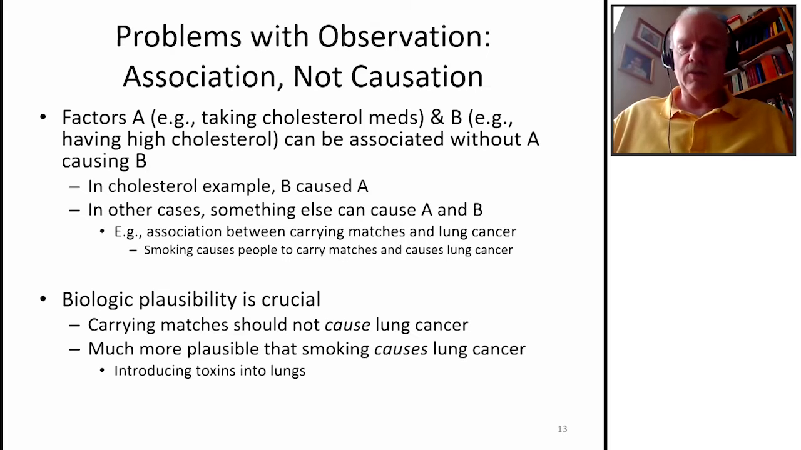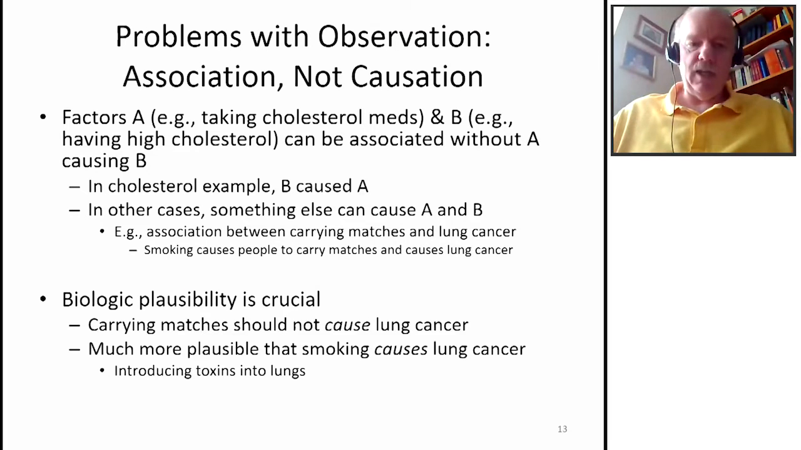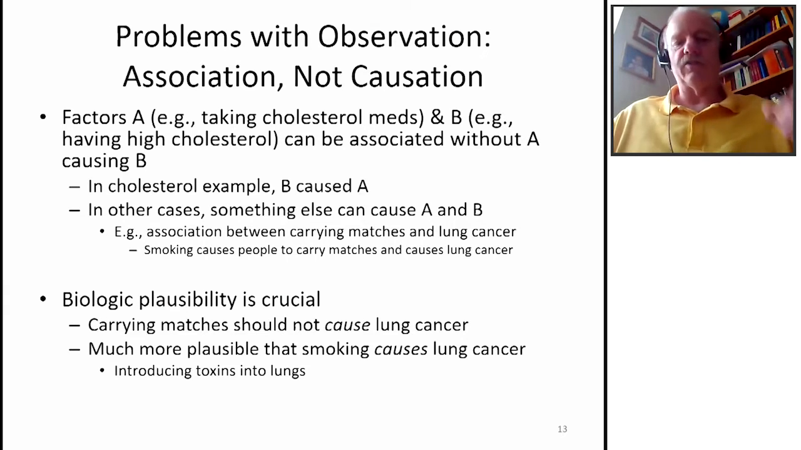In other cases, something else could cause both A and B. So, for example, you'll see this, there is an association between carrying matches and having lung cancer. And of course, the reason that there's an association between those two things is that smoking is what causes people to carry matches, and it also causes lung cancer. So there's a third thing that's causing the A and B, and smoking is causing them to carry matches and to have lung cancer.